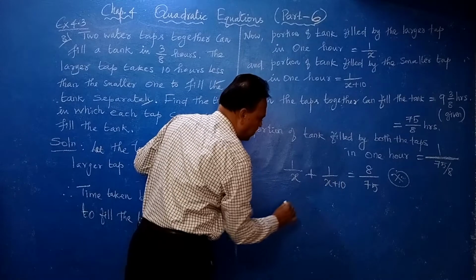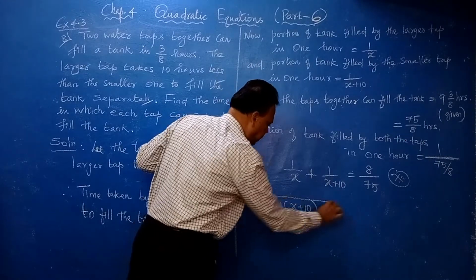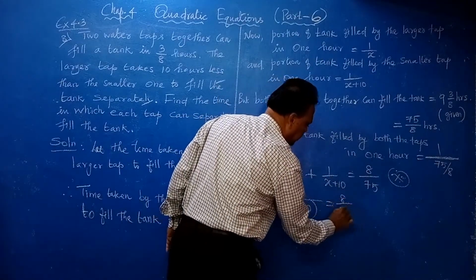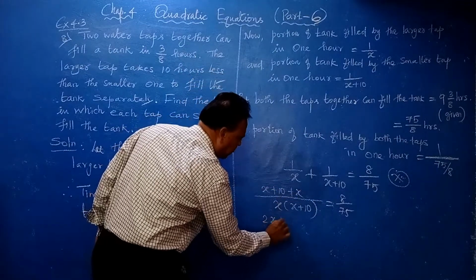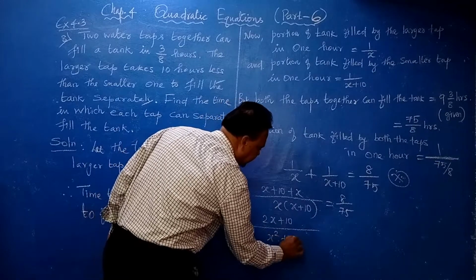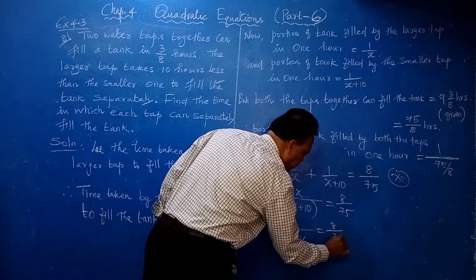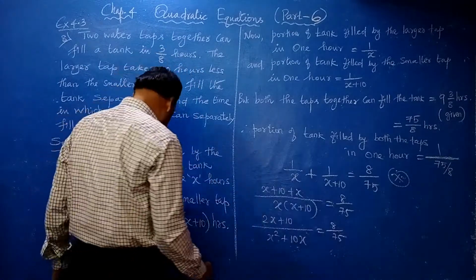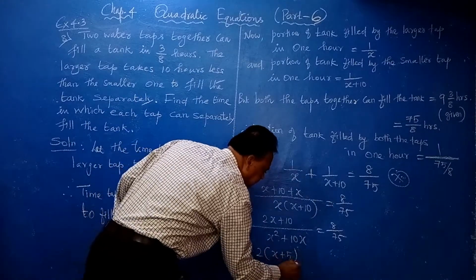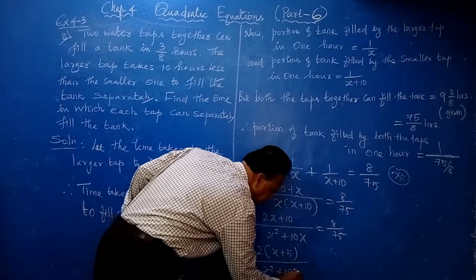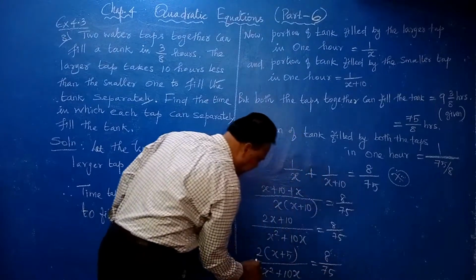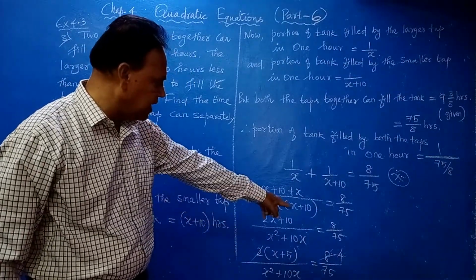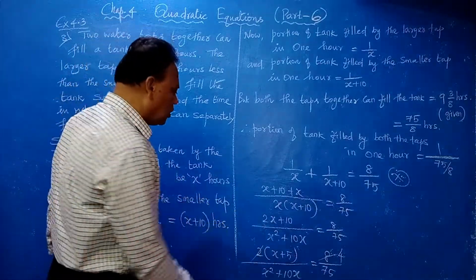Take LCM here. There is no common denominator, so cross multiply. That is equal to 8 by 75. Now x plus x is 2x, plus 10. This one multiplied gives x squared plus 10x is equal to 8 by 75. Here you see 2 is common in the numerator, so you take 2 common. Now this 2 and this 8 you can cancel straight away. 2 one time will go, 8 four times will go.